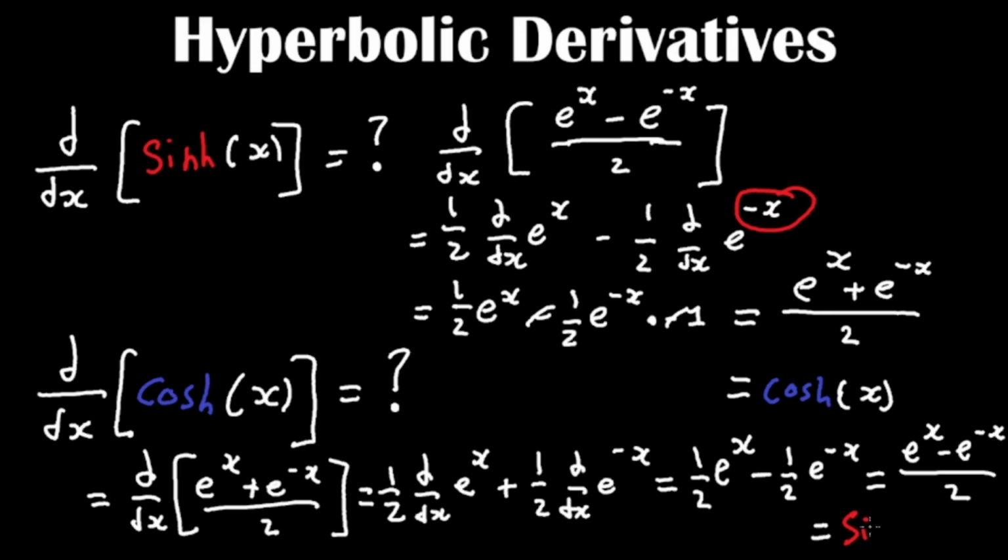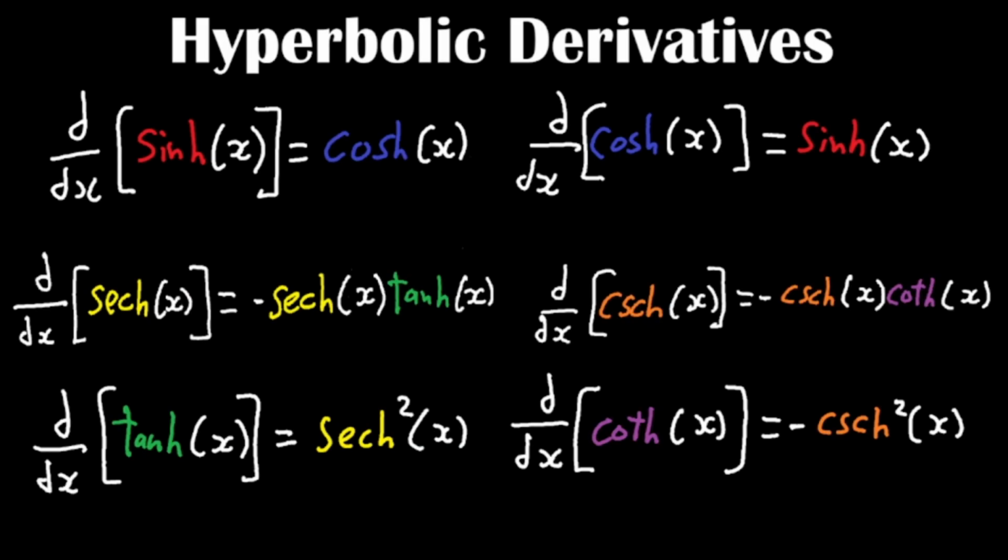So sinh of x. So it's similar how sine, cosine, they differentiate to each other, except for the derivative of cosine is minus sine, where here the derivative of the hyperbolic cosine is just normal hyperbolic sine. So it's similar but not identical. Alright, so here is all of the hyperbolic derivatives. As you can see, it's very, very similar to the derivatives of the normal trig functions.